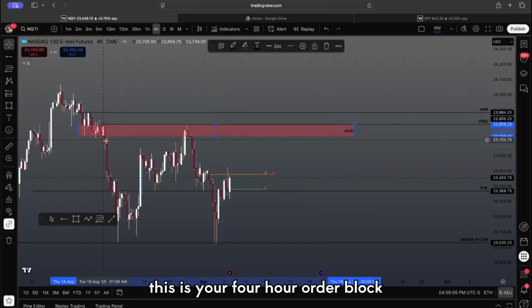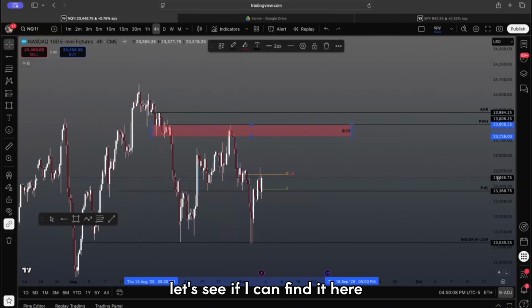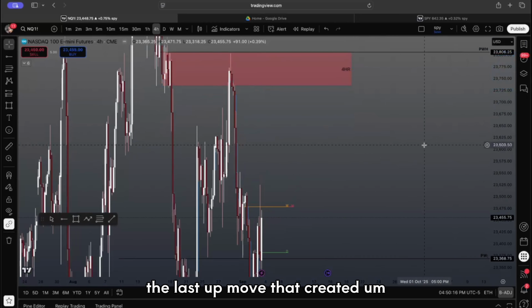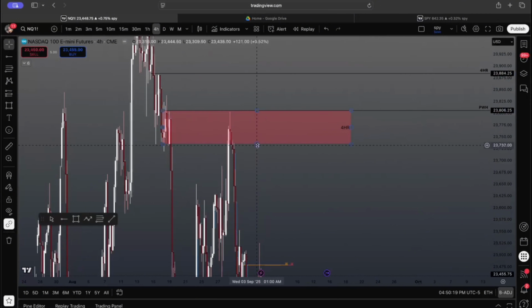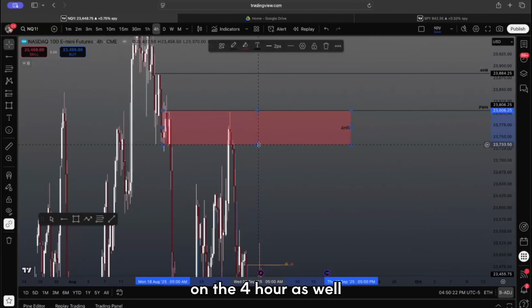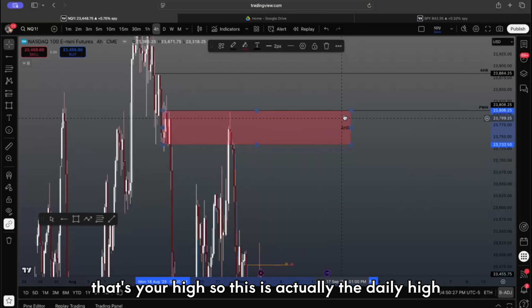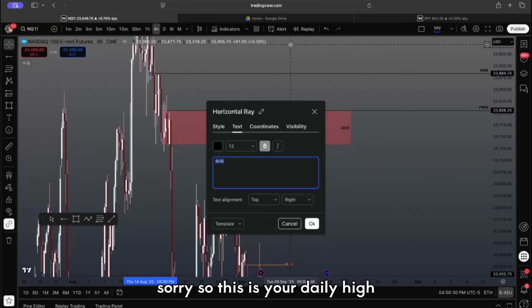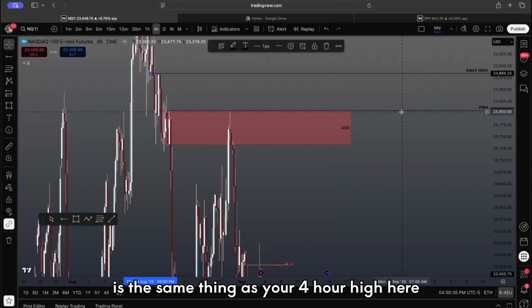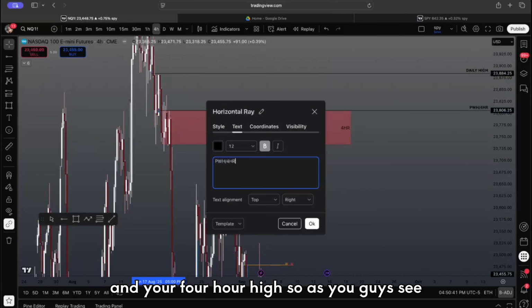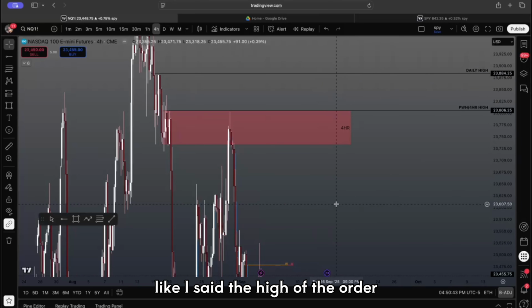So if I can grab this here, this is your 4 hour order block. Let's see if I can find it here. The last up move that created a break to the downside on the 4 hour as well. Last up move that created a break of these lows here, as you guys can see, follow it backwards. That's your high. So this is actually the daily high. Sorry, this is your daily high. And this previous week high is the same thing as your 4 hour high here. So this is your previous week high and your 4 hour high. So as you guys see, like I said, the high of the order block is the last line of defense.